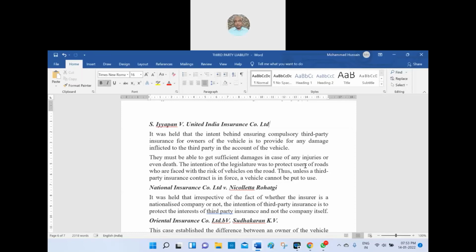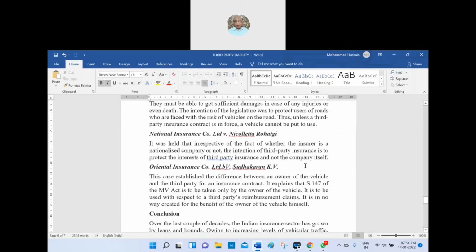The intention of the legislature was to protect the users of the road who are faced with the risk of the vehicle on the land. Thus, unless a third-party insurance contract is in force, a vehicle cannot be put to use on the road. You are not supposed to keep your vehicle on the road. Once you keep the vehicle on the road, the presumption is that the vehicle is roadworthy. Number one, the vehicle having all licenses.